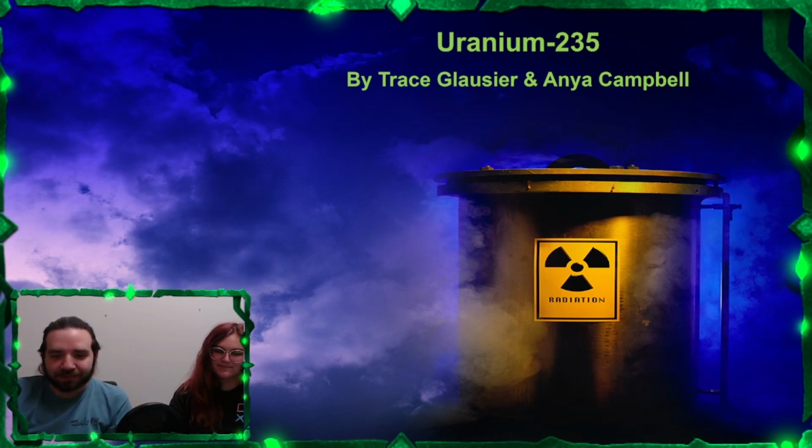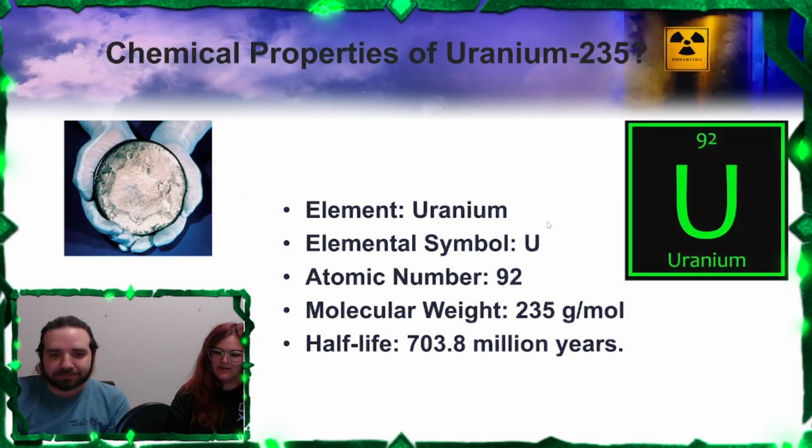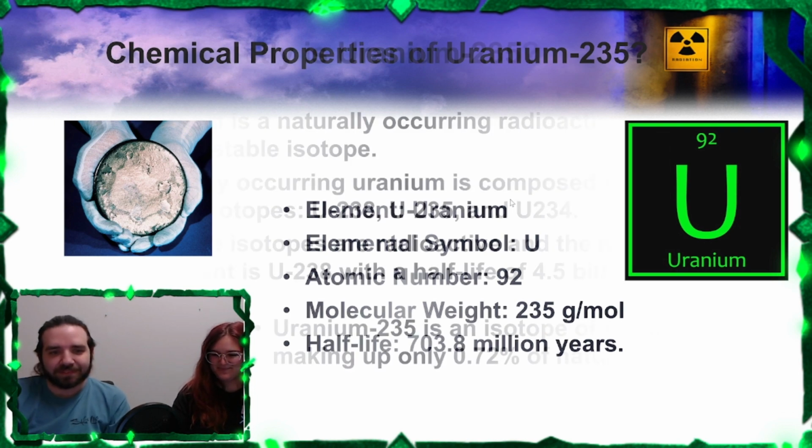And this is our presentation on uranium 235. So, uranium has the elemental symbol of U. Its atomic number is 92. It's got a molecular weight of 235 grams per mole, and it's actually got a half life of 704 million years. So, it's not going anywhere anytime soon.